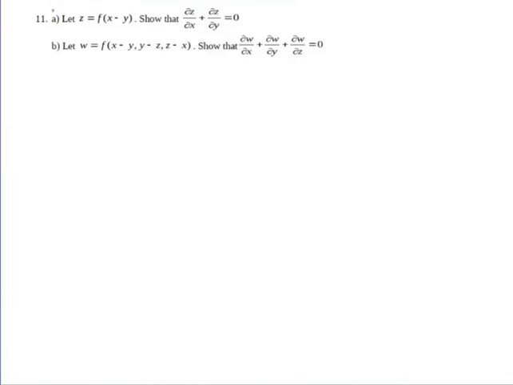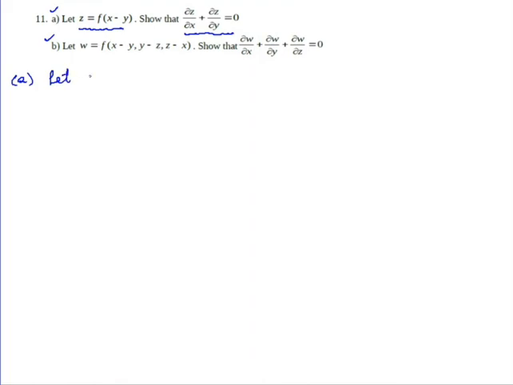In question number 11, there are two questions, A part and B part. So let's see each of them separately. So the A part: let z be a function of two variables, which is f of x minus y. Show that the partial derivative of z with respect to x plus the partial derivative of z with respect to y is 0.